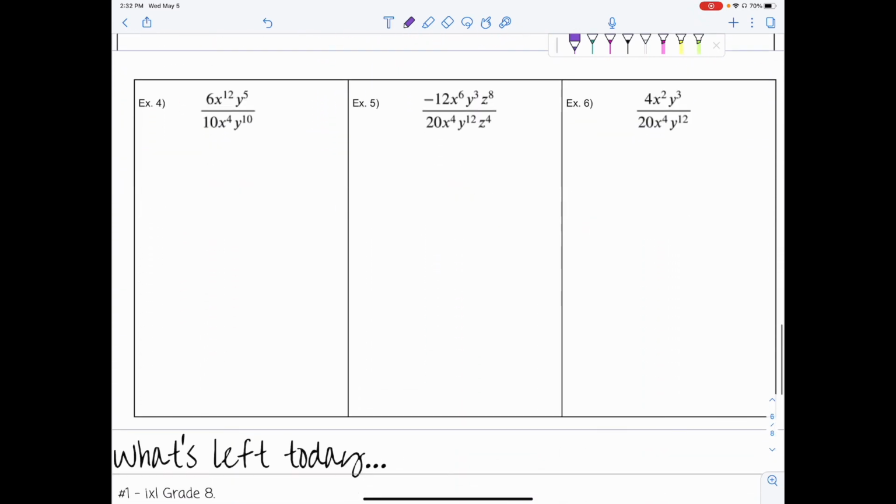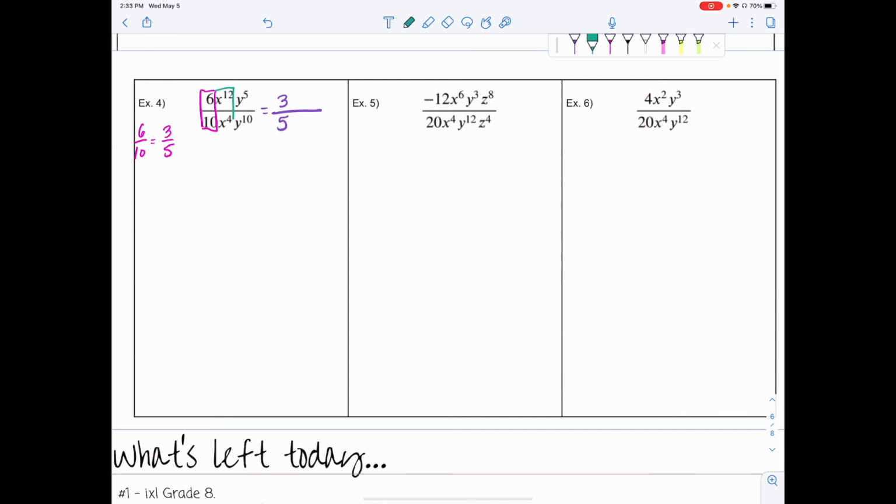For example 4, we have 6x to the 12th, y to the 5th, over 10x to the 4th, y to the 10th. So the first thing that we're going to look at are these coefficients. Just like with multiplication, we rearranged things to help us simplify a little bit better. We're going to use the same kind of thought process here. So we're going to start with 6/10, and 6/10 is a fraction. We want to reduce the fraction. 6 and 10 both have a common factor of 2, so we could divide them both by 2, and we get 3/5. So you don't want to write a decimal here. You want to write a simplified fraction. So we have a 3 in the numerator and a 5 in the denominator.